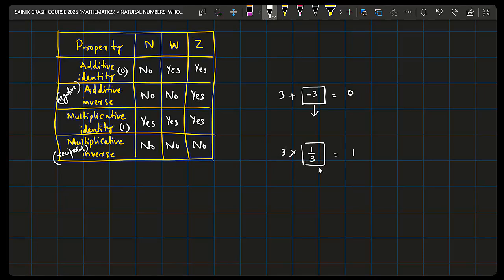Yes. But is there any number called 1 by 3 in the set of natural numbers? No, sir. Is there a number called 1 by 3 in the set of whole numbers? Whole numbers, not there. What are whole numbers? 0, 1, 2, 3, and so on. But 1 by 3 is not there. Integers, is it there? Sir, integers also not there. Because you have 0, -1, -2, -3, 1, 2, 3, and so on. That's why no, no, no for all the 3 sets. Okay?